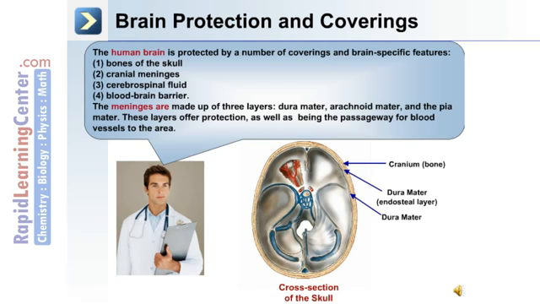The human brain is protected by a number of coverings and brain-specific features. They are depicted here in this cross-section of the human skull. The protective coverings are, number 1, the bones of the skull. Next, the cranial meninges. The third is the cerebrospinal fluid, and the fourth is an interior barrier, the blood-brain barrier. The meninges are made up of 3 layers: dura mater, arachnoid mater, and the pia mater. These layers offer protection as well as being the passageway for blood vessels into the area.